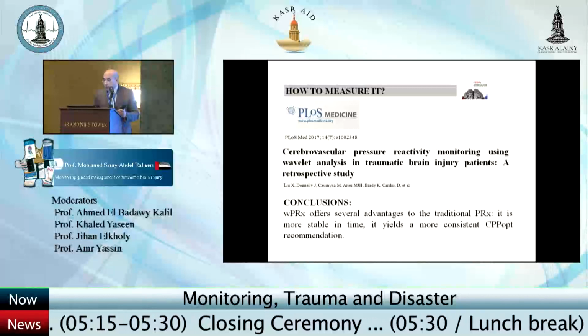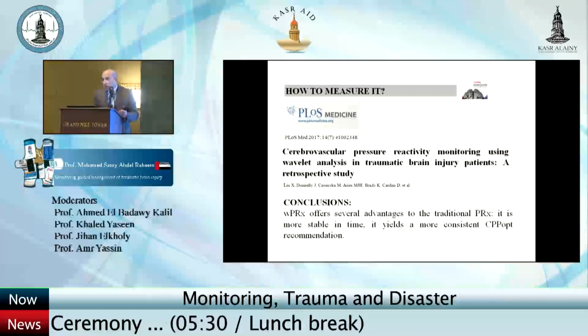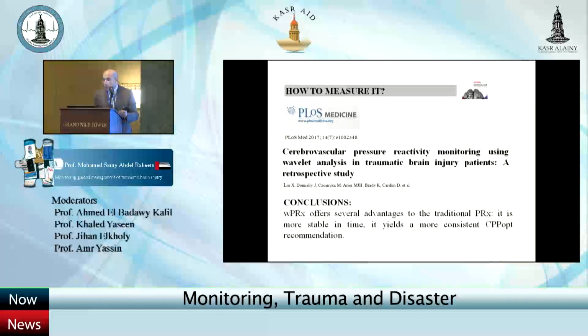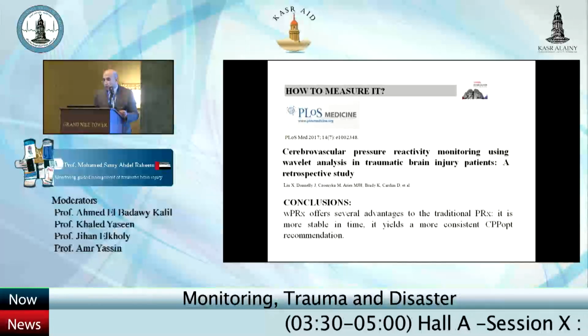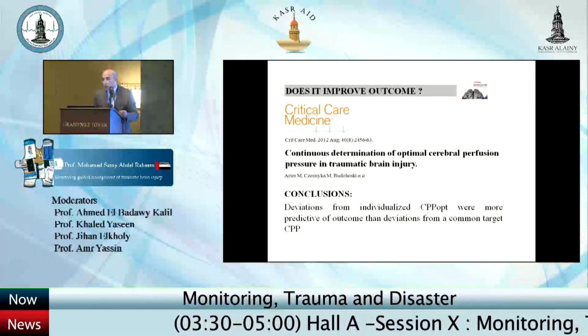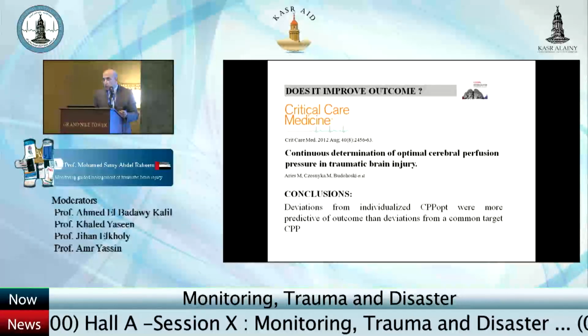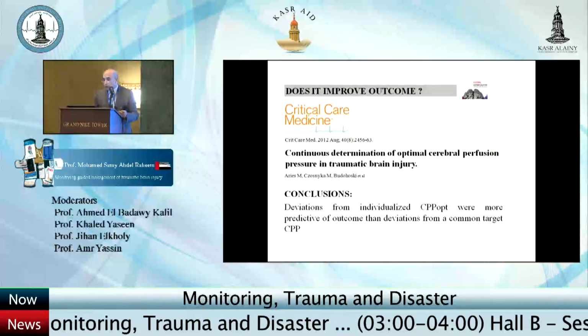It can be measured by examining the flow waves of the ICP and arterial blood pressure, and also by wavelet analysis, which has been proved in this study this year to be more advantageous than the traditional cerebrovascular pressure reactivity index. This study in Critical Care in 2012 looked at continuous determination of optimal cerebral perfusion pressure in traumatic brain injury.